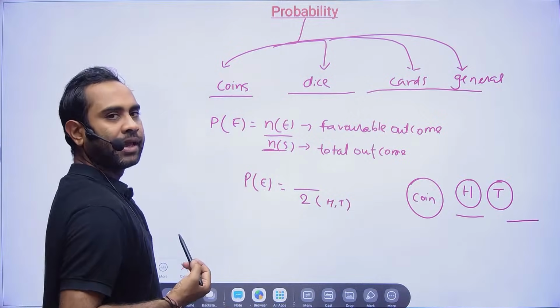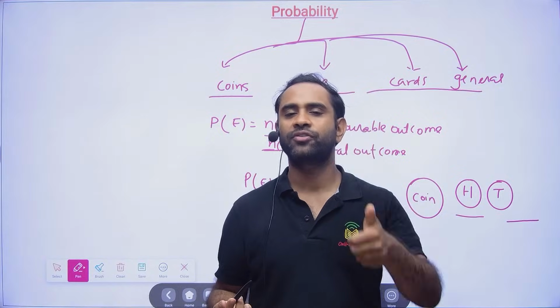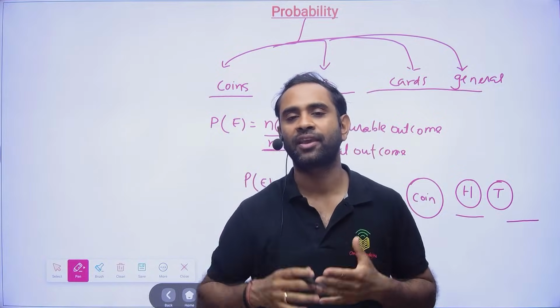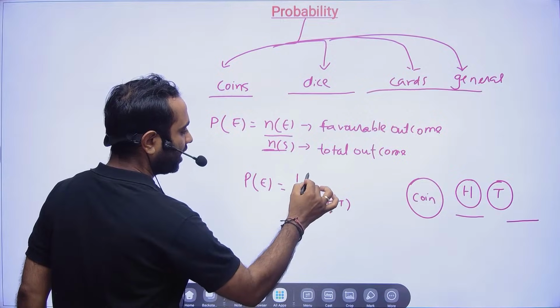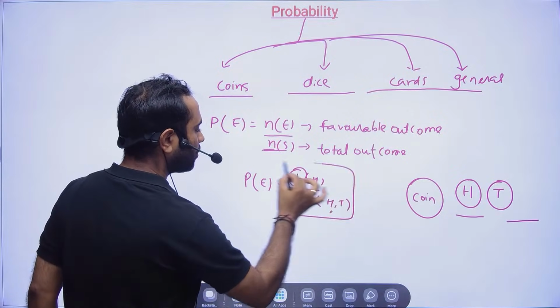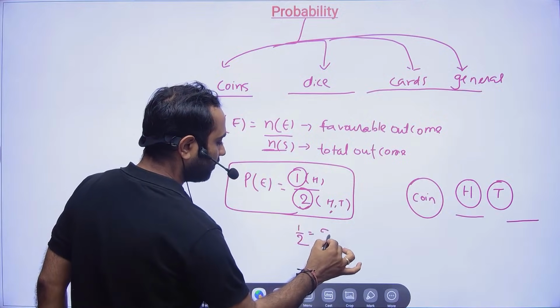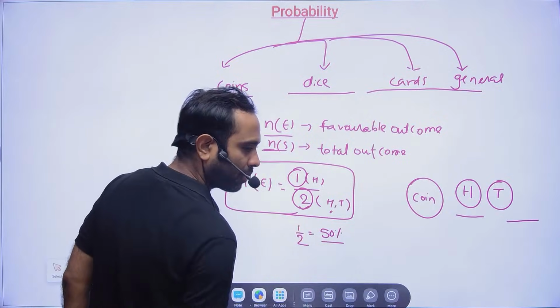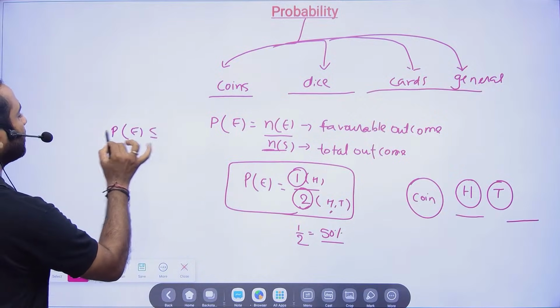Now, say an India Pakistan match is there. If you toss, you ask India, what do you want? He will say, I want head. So head is in my favor. So the favorable event is 1 and the total outcomes is 2. So 1 by 2, or 50%, will be the probability. Your probability will always be between 0 and 1.